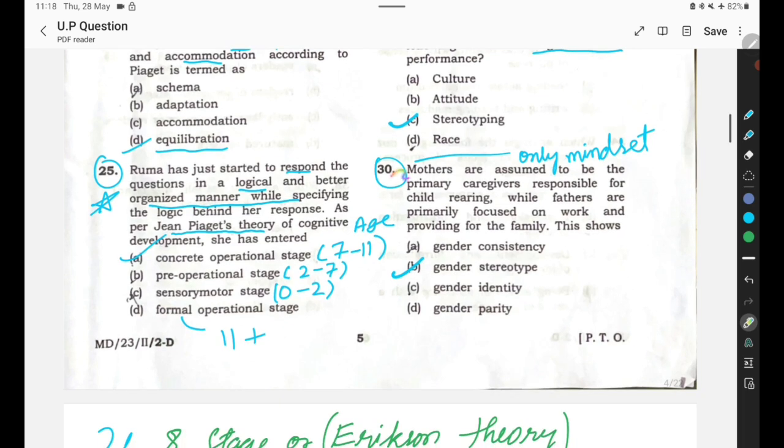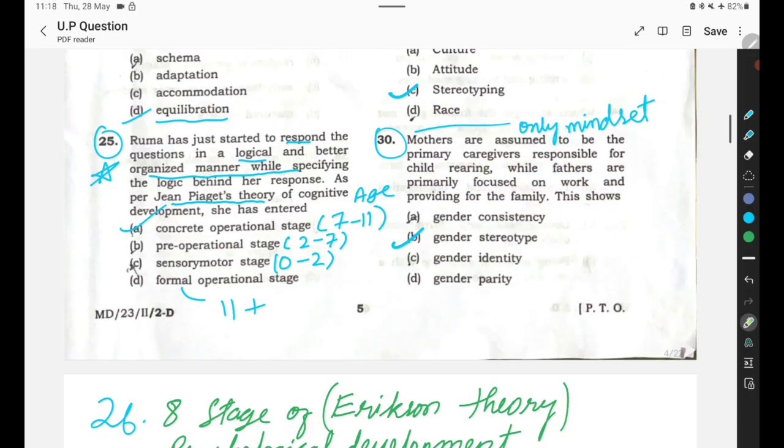Okay. Now question number 30. Mothers are assumed to be the primary caregivers responsible for child rearing, while fathers are primarily focused on work and providing for the family. This shows gender stereotype. Okay. I think all of you have understood. This is for child development and pedagogy.